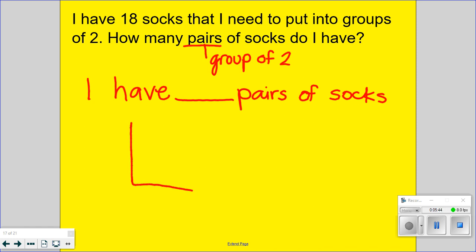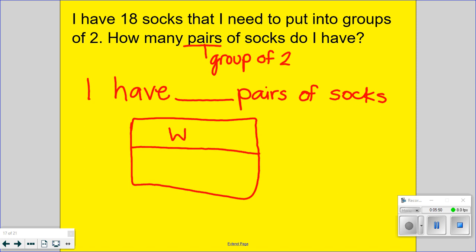All right, let's draw a bar model. I always start with my whole or total. Do I know the total amount of socks? Yes or no? Huxley? How much is it? Yeah, it tells me that in the first sentence. I've got 18 socks. So my whole is these 18 socks. And I've got to put them into groups of 2.